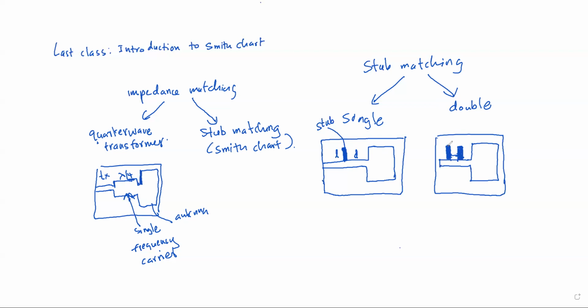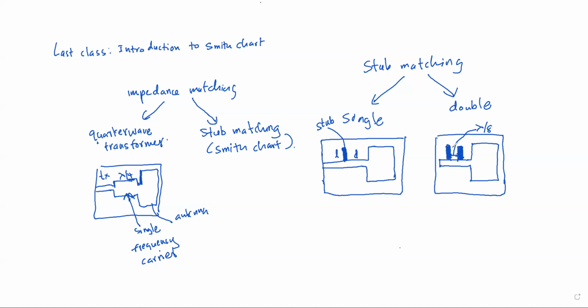Okay. So this length could be lambda over 8 or something fixed. When we have two stubs, we call that double stub matching. When we have one stub, we call it single stub matching. So that is one category where we can categorize the stub matching.